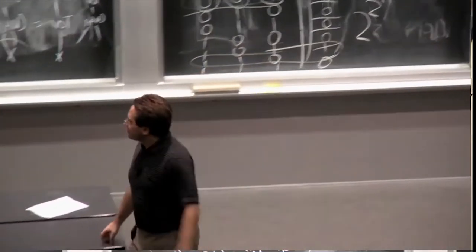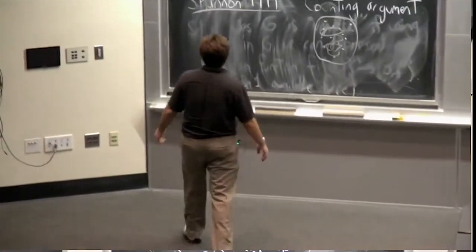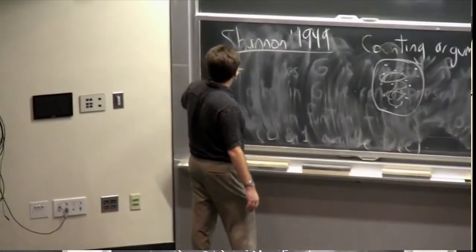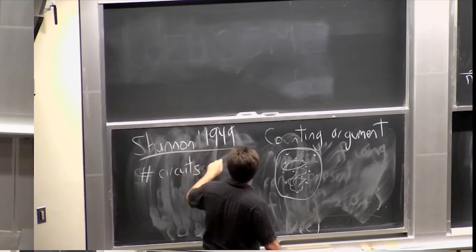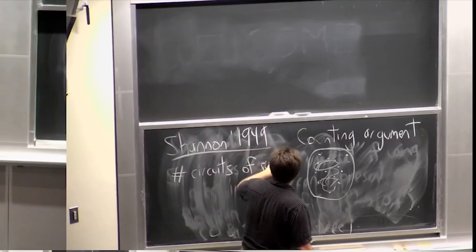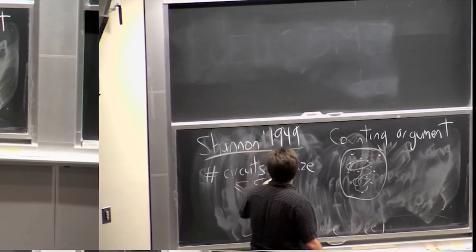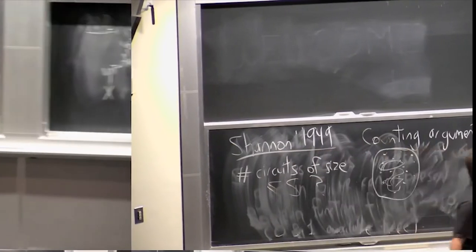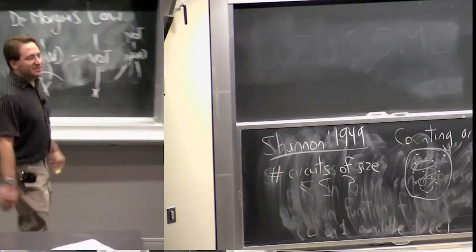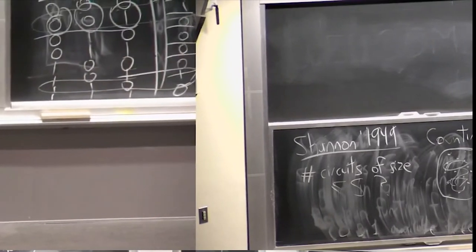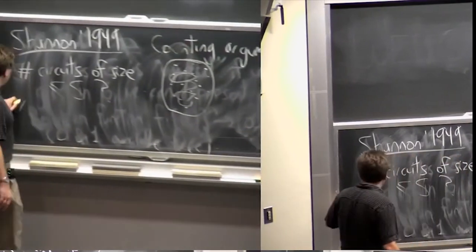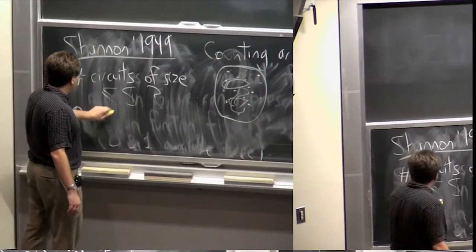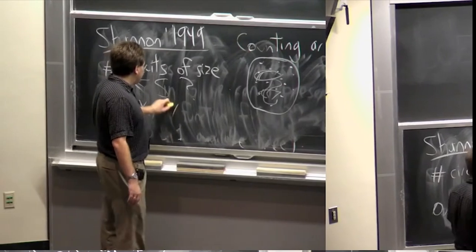All right, so now the next question that we need to ask is how many Boolean circuits are there of size at most s? And to clarify, let's say that we're talking about circuits that are over n input bits, x1 up to xn.